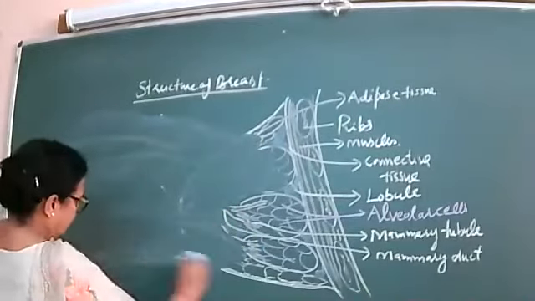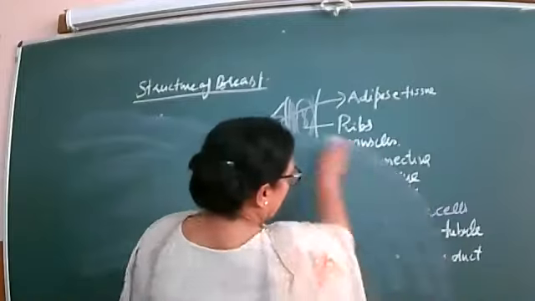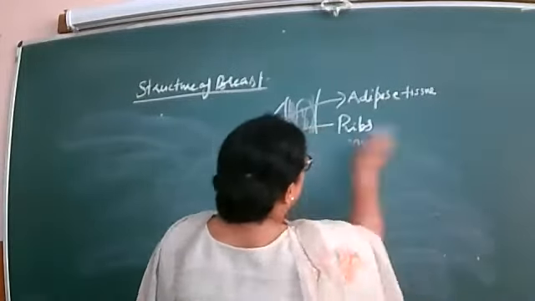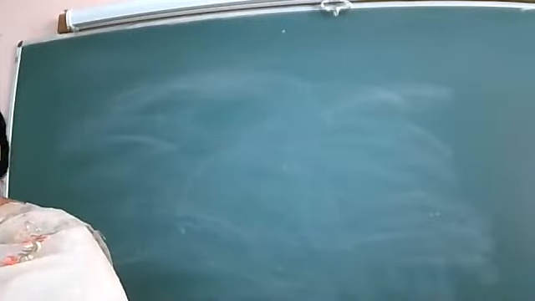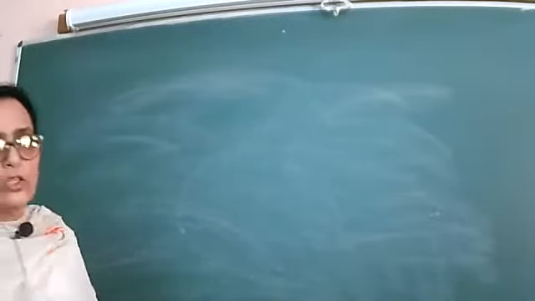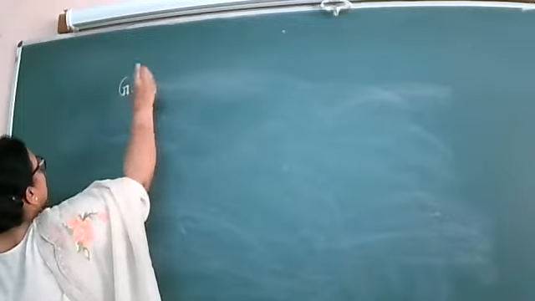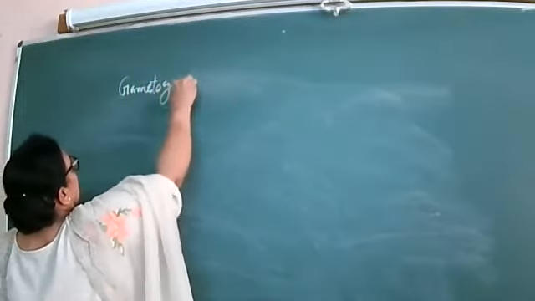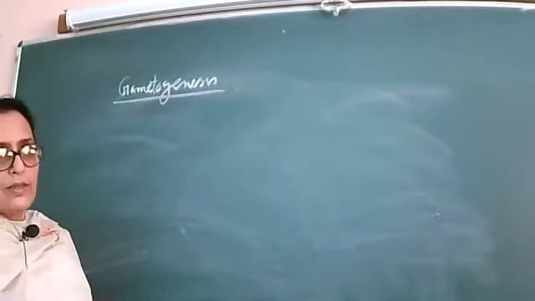Now, the next thing, which is a very important part of your chapter, is gametogenesis. In detail, we have done the male and female reproductive systems. What is the major role of these systems in human life? It is the production of the gametes, for the continuation of life. That production of the gametes is known as gametogenesis.